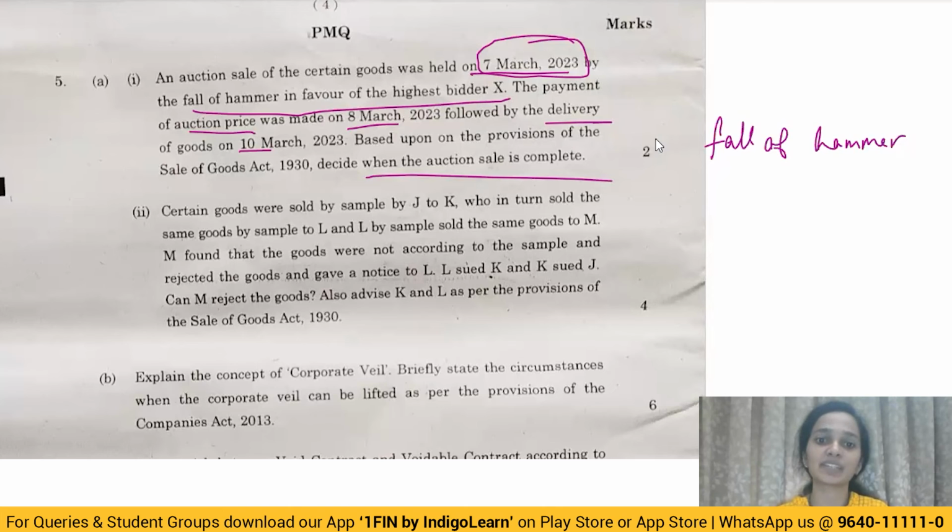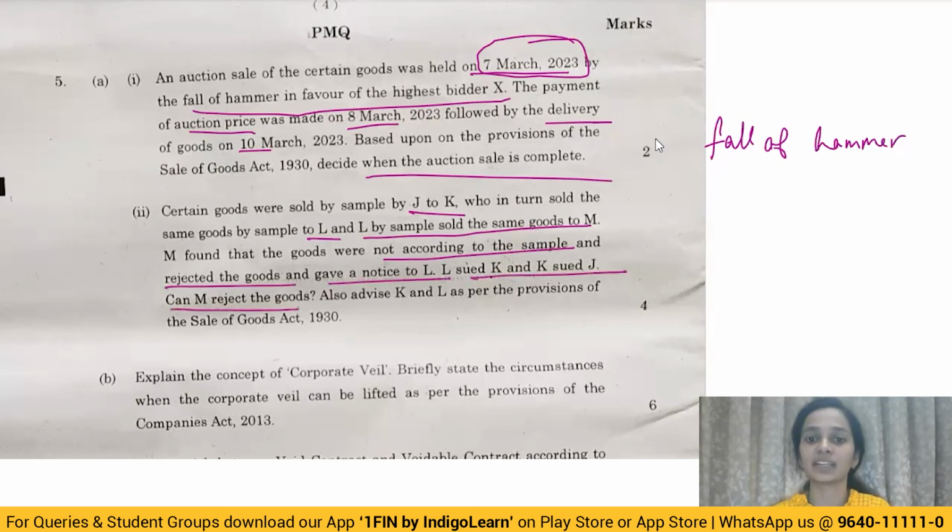Certain goods were sold by sample by J to K, who in turn sold the same goods by sample to L. L by sample sold the same goods to M. M found that goods were not according to the sample and rejected the goods and gave a notice to L. L sued K, K sued J. Can M reject the goods? Also advise K and L as per the provisions of the Sale of Goods Act.